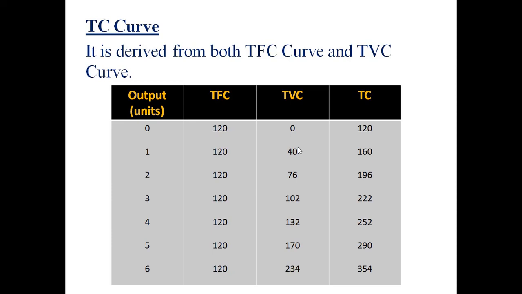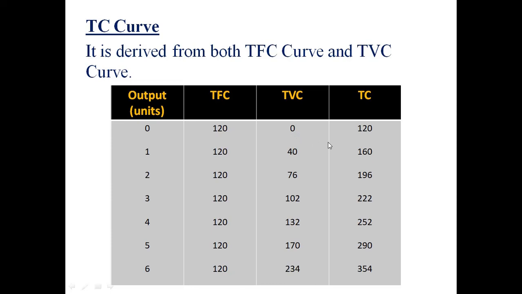So previously, if you just have a look at, then 132. Okay, so you can see it out here. When the level of output is 0, TVC is also 0, but the total cost will be 120. And when you increase the level of output to 1, it will be 40. So you can see the difference out here is 40. 40 minus 0 is 40, isn't it?